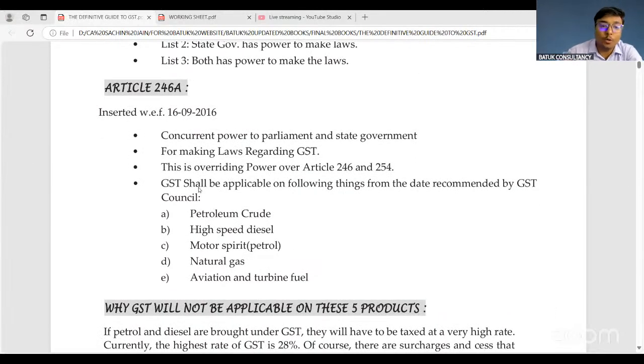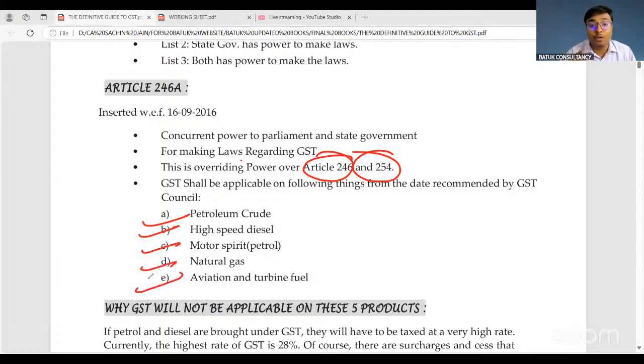Okay, and this particular article is overriding. This particular article is overriding to article 246 and 254. That means this is the specific article which is applicable in case of GST. And in this particular article 246A, they have written that the GST will be applicable on these 5 petroleum products on a future date, that is petroleum crude, high-speed diesel, motor spirit, natural gas, and aviation turbine fuel. That means they have specified these 5 petroleum products on which GST will be applicable on a future date.